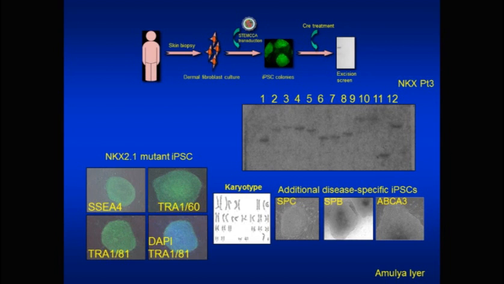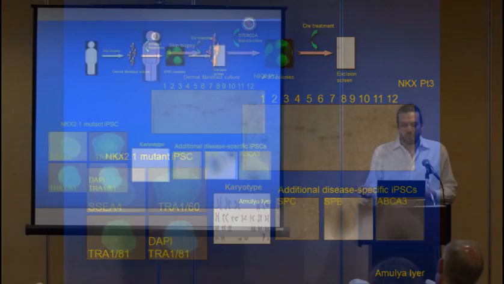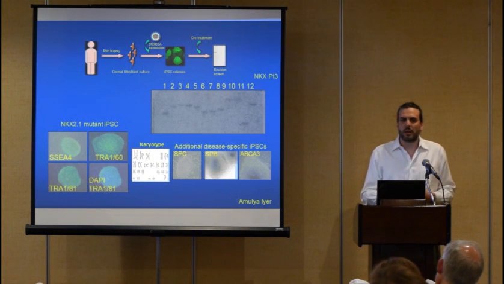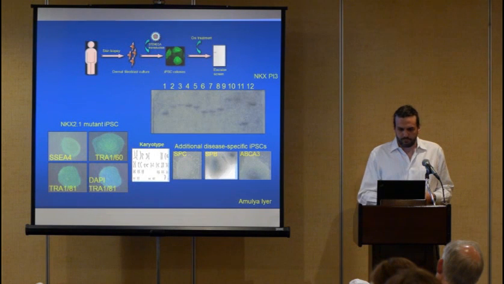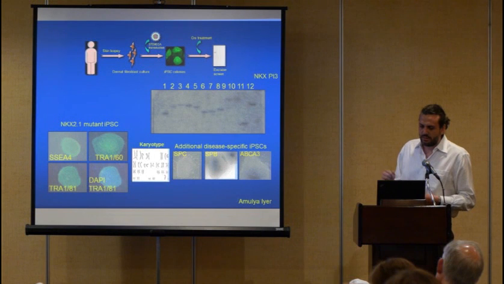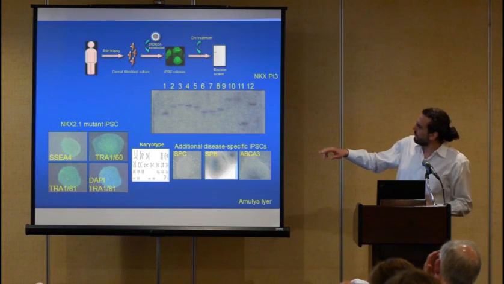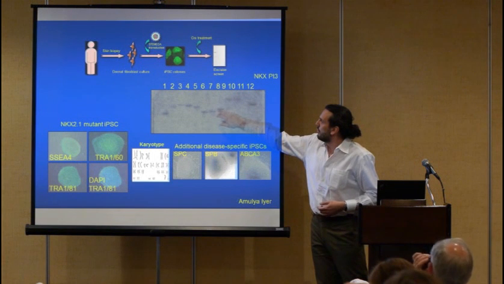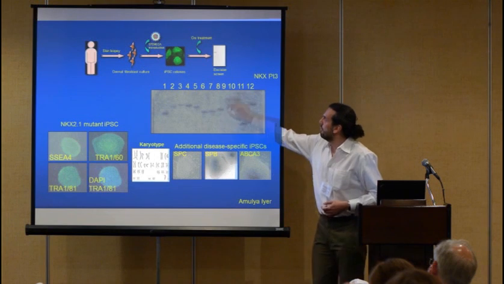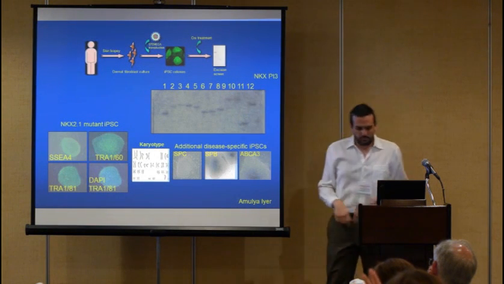We use several markers to make sure that these cells are induced pluripotent cells. They have a normal karyotype, and we have also shown that we can derive additional disease-specific iPS from patients with SPC, SPB deficiency, SPC, SPB, and ABCA3 deficiency. And that's just to show you that these cells have been reprogrammed successfully. What you can see here is the presence of the exogenous vector in the genome of the cells. So that's before we remove it by treatment.